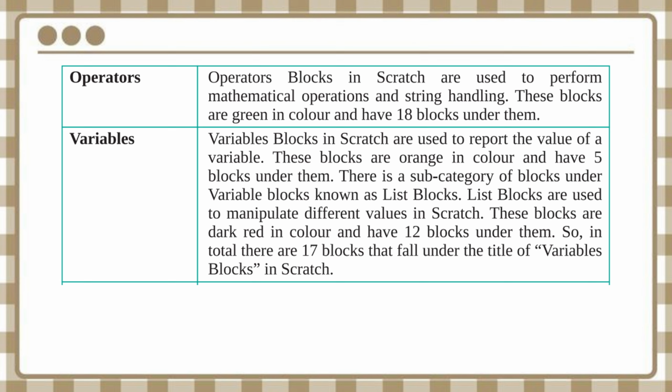There is a subcategory of blocks under variable blocks known as list blocks. List blocks are used to manipulate different values in Scratch. These blocks are dark red in color and have 12 blocks under them. So, in total there are 17 blocks that fall under the title of variables blocks in Scratch.